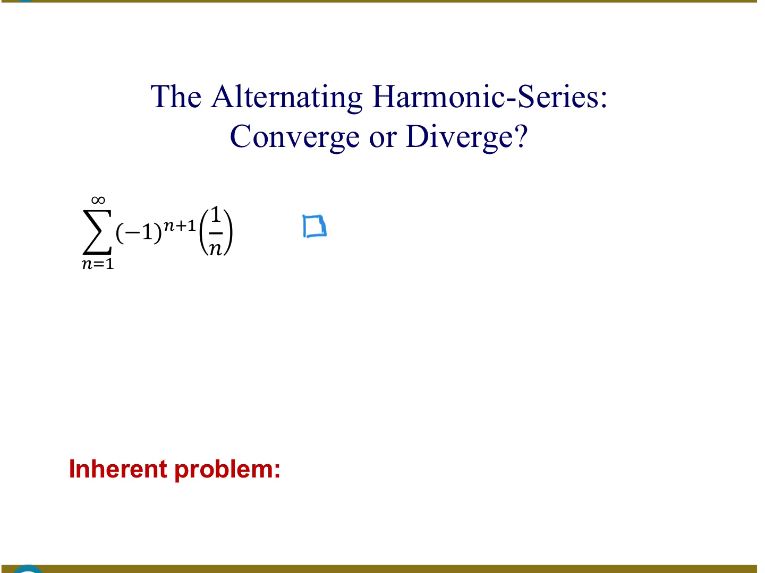What's the first check? Is it continuous? And the answer is yes. But what's the next check? Is it positive? And the answer is it is not positive. So the inherent problem is that we don't have positive terms.